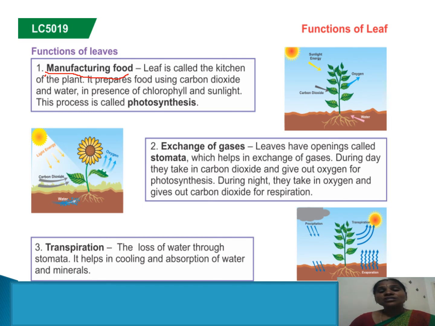Another function is exchange of gases. How does it exchange gases? Through the stomata, the tiny openings on the underside of the leaf. When they open, carbon dioxide enters the leaf, and when they close, it releases oxygen. This process is called exchange of gases. Through the stomata they exchange gases during photosynthesis.